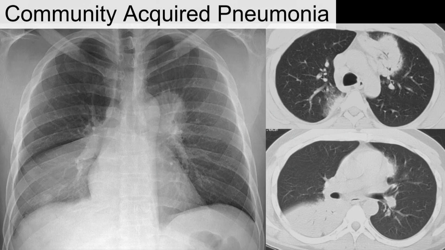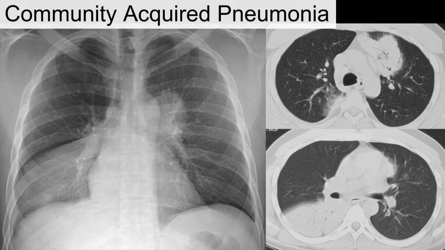So this is a patient with a fairly routine community-acquired pneumonia. We see a homogeneous opacity in the right lower lobe, a more focal opacity in the anterior segment of the left upper lobe, and nice air bronchogram signs on CT scan. Very typical appearance for a community-acquired pneumonia. This actually turned out to be a Legionella pneumonia.